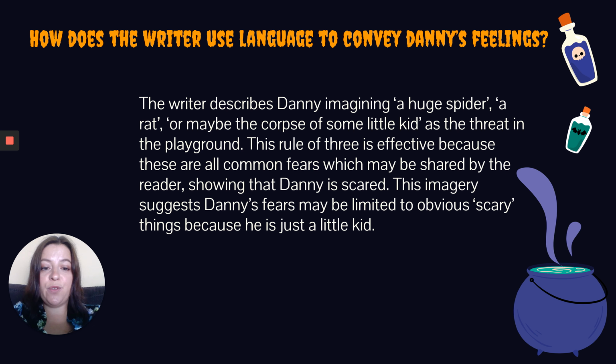This rule of three is effective because these are all common fears which may be shared by the reader, showing that Danny is scared. This imagery suggests Danny's fears may be limited to obvious scary things because he is just a little kid.